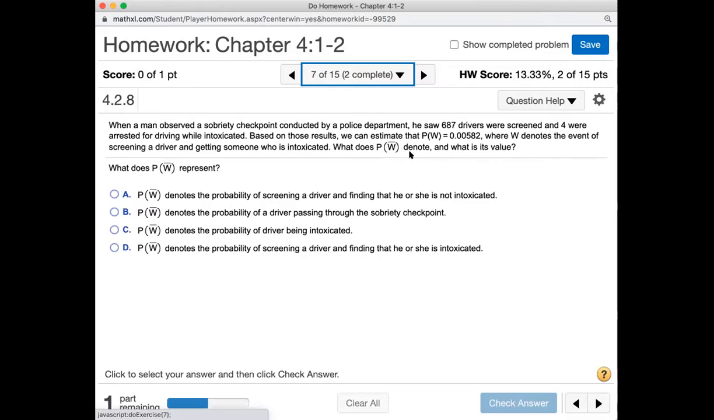In a sobriety checkpoint conducted by a police department, 687 drivers were screened and 4 were arrested for driving while intoxicated. Based on those results, we can estimate that P of W is 0.00582, where W denotes the event of screening a driver and getting someone who is intoxicated. What does P of W bar denote, and what is its value? Let's figure out this one on the sketch paper.